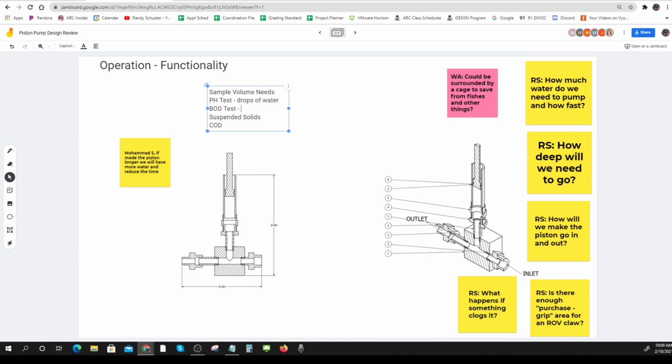A BOD test takes probably about 20 milliliters per test. And so that's not very much. That's probably about 0.5 cubic inch per test. Suspended solids is about the same, about 0.5 cubic inch. And a COD takes about 0.5 cubic inch.